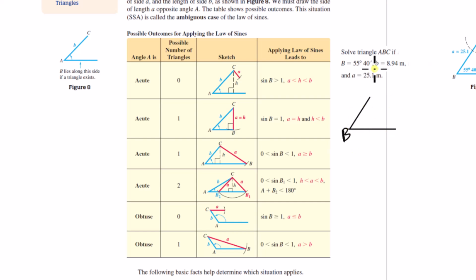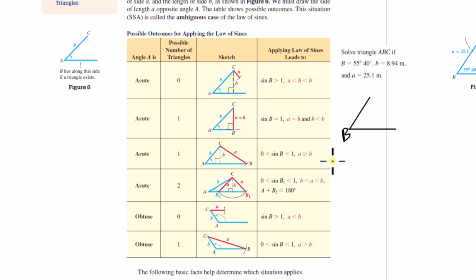So in this case, the opposite side is side B, adjacent side A, but in this table, the opposite side is side A, adjacent side B. Okay, but forget about the letters. What do we see here? We see that the opposite side is shorter than the adjacent side. That's what we see here.